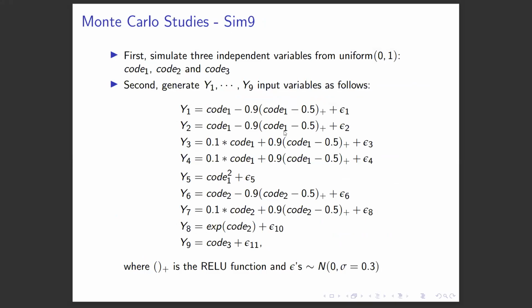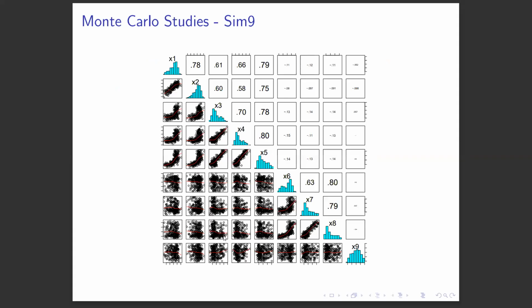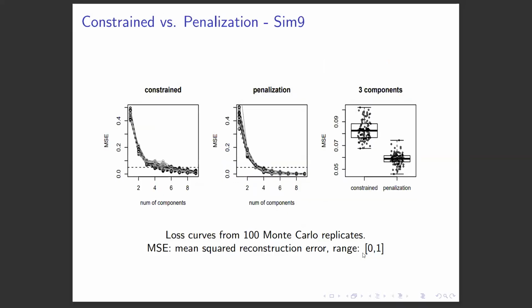So I'm going to show a Monte Carlo study now. I'm calling this study SIM9 because there are 9 observed variables, but it only has code 1, code 2, code 3. So 3 signals, 9 observations of those 3. This shows the pairs plot showing that this is group 1, this is group 2, this is group 3. And then this slide shows that when we do the monotonicity constraint, we have 2 methods: we have the constraint method, and we have penalization. So this is a side-by-side comparison of the 2.